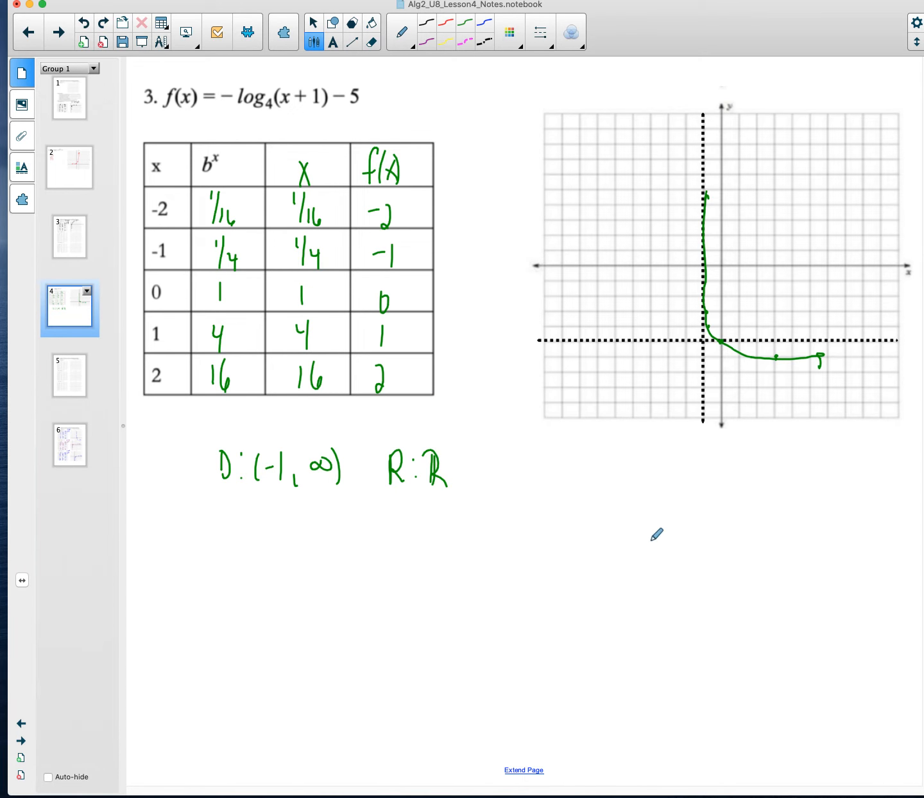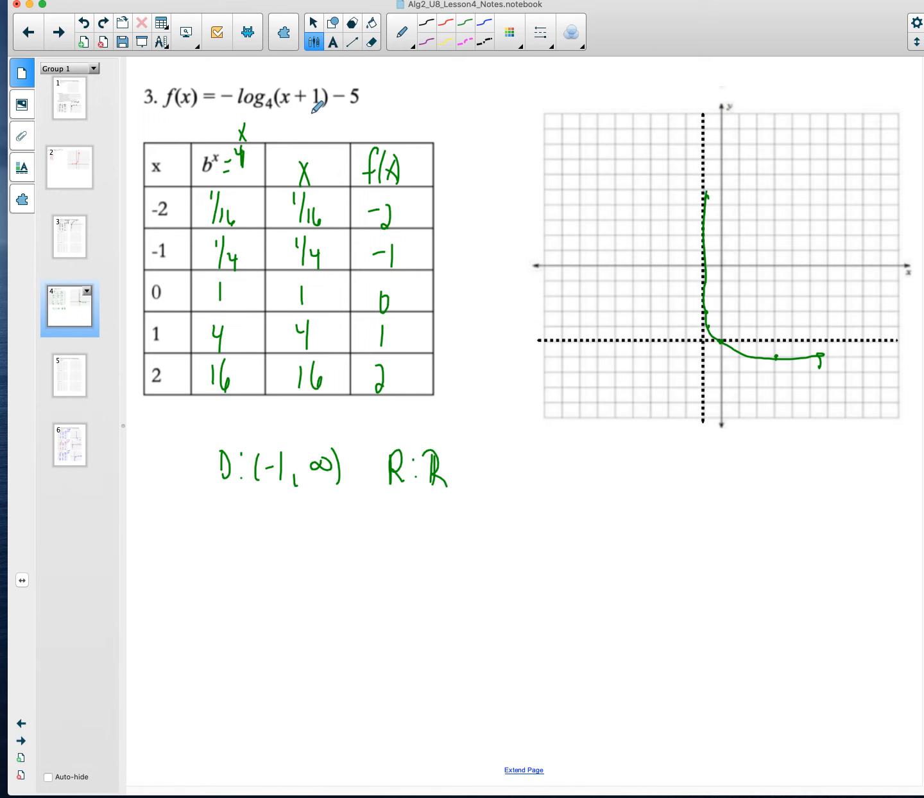All right, so let's start with our table. I didn't write it in, but hopefully you saw that this is base 4. So we're dealing with the exponential 4 to the x. So -2 would be 1/16, -1 would be 1/4, 0 would be 1, 1 would be 4, 2 would be 16. And then if I flip my domain and range, here is my table of values that I want to graph.